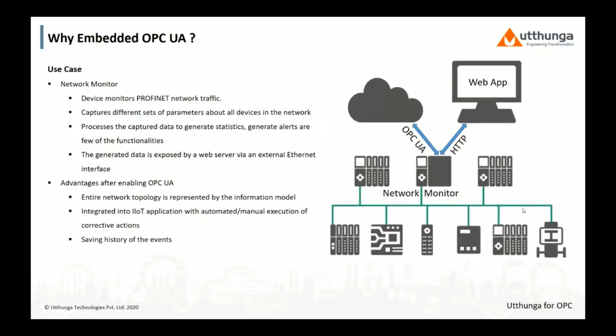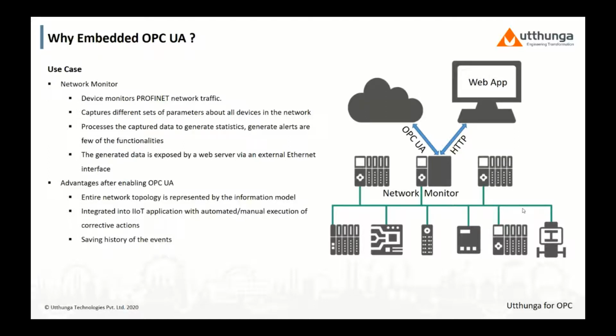So this is just one simple use case again to see the advantages of having an embedded OPC. So here we have a network monitoring system which connects to a Profinet network, where it is continuously monitoring the Profinet network, and it has some algorithms in it where it can determine how the network traffic is behaving. Based on that, it can raise some alarms and warnings.